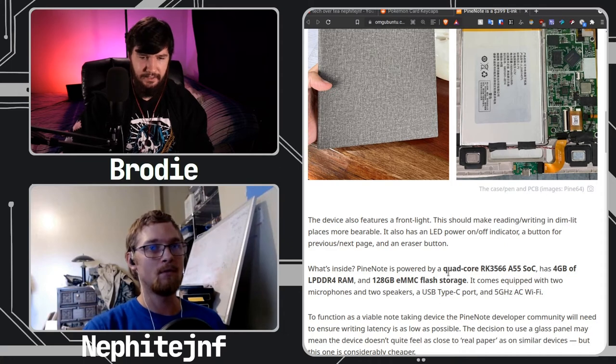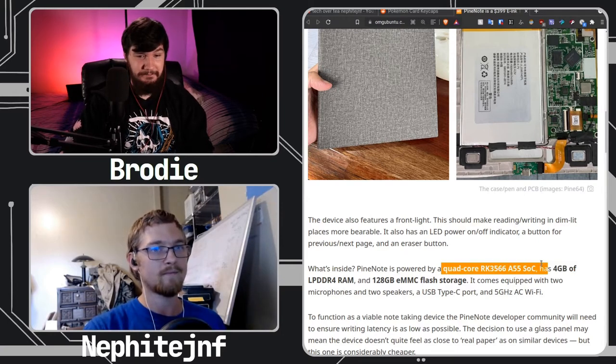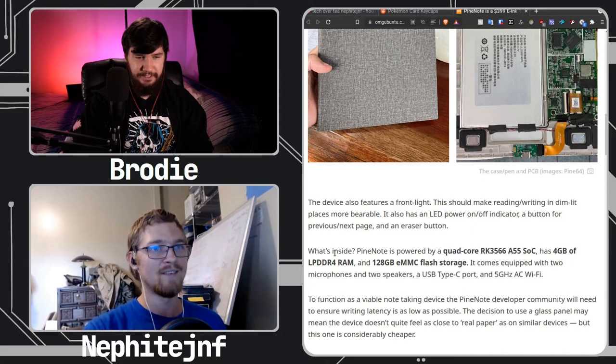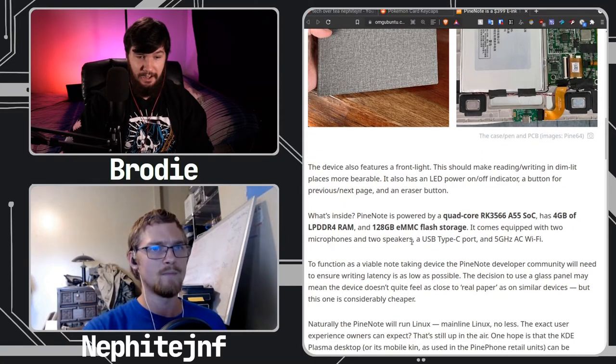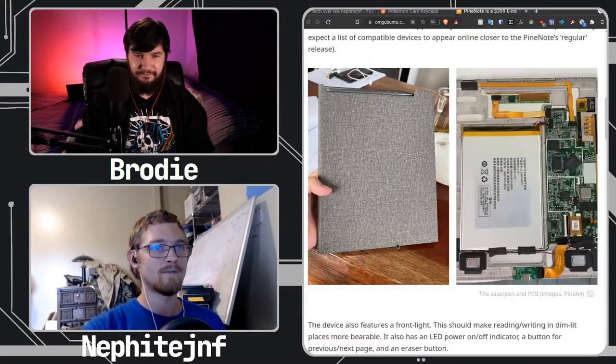Okay. That makes sense. It has a quad core RK3566 A55 SoC. I don't know what the hell that is, so I'm just going to say it's probably fine. It is a thing that has four cores. 4 gigs of LPDDR4 RAM. Sure. 128 gigs of storage. Remember when 128 gigs was an unheard-of amount of flash storage? Now it just comes on some random e-ink tablet.